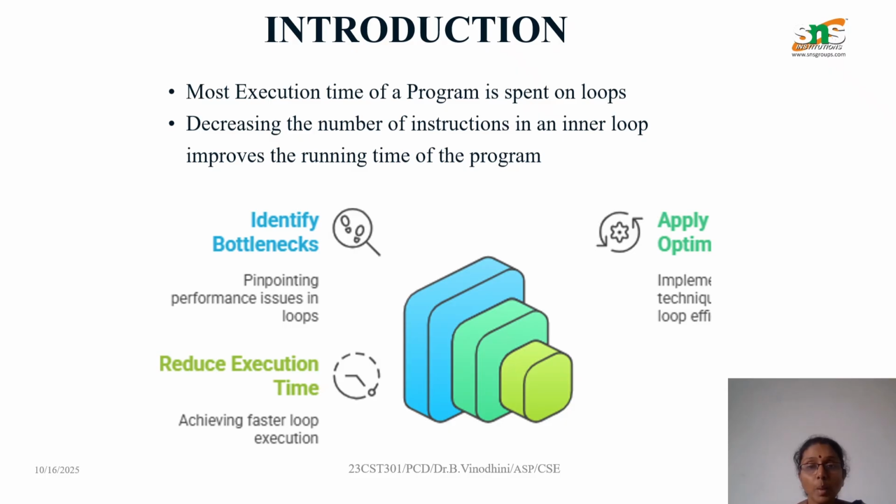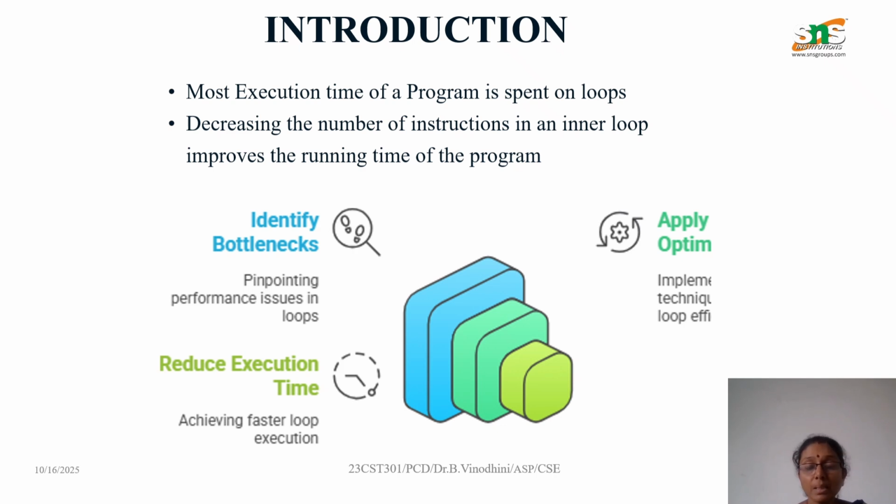The main objective of loop optimization is to decrease the number of times the loop is executed in the particular looping. Most of the execution time of our program is spent on the inner loop. So we can reduce the number of statements in the inner loop, and we can improve the performance of the particular loop or program.